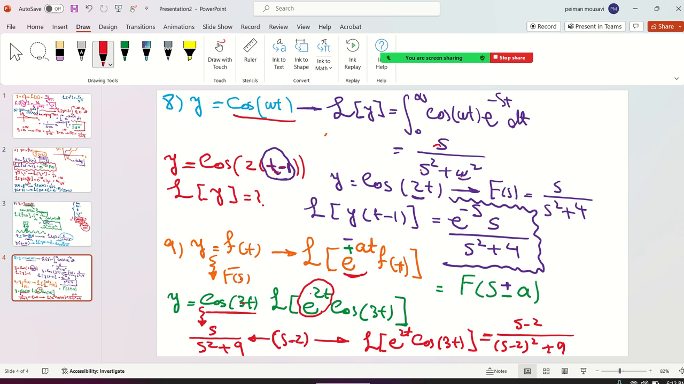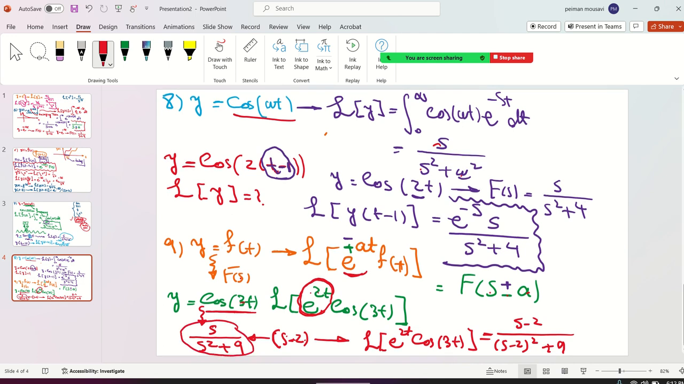But you are multiplying by e^2t. Your a is 2, and the sign is positive. So you have to change all s's with s minus 2. All the s's you got here, you have to change with s minus 2. You got it now? So s minus 2 squared, and the rest is the same.